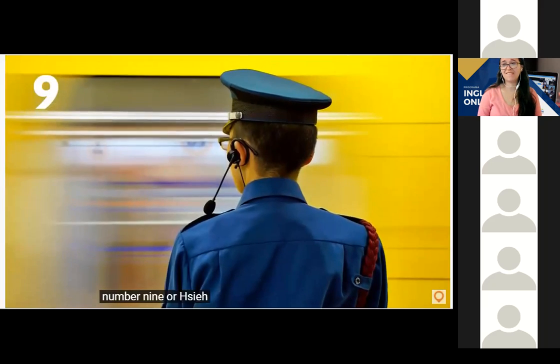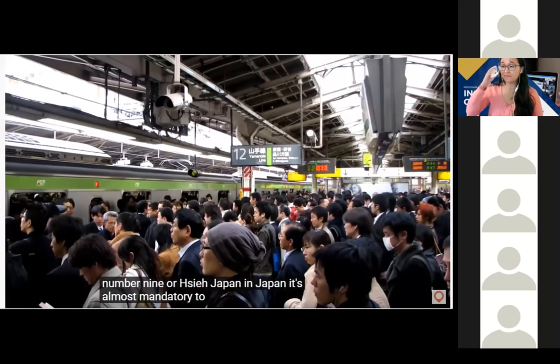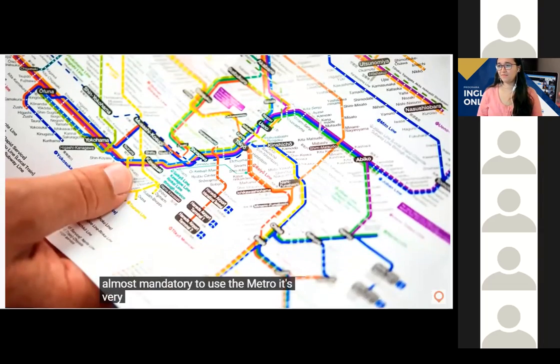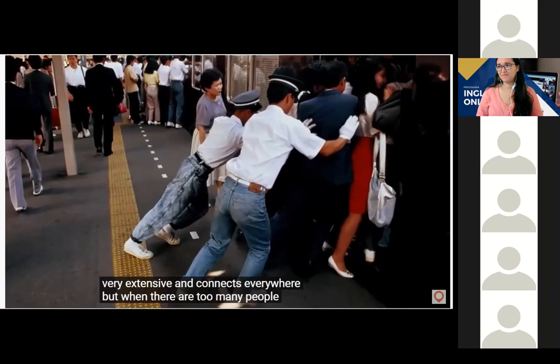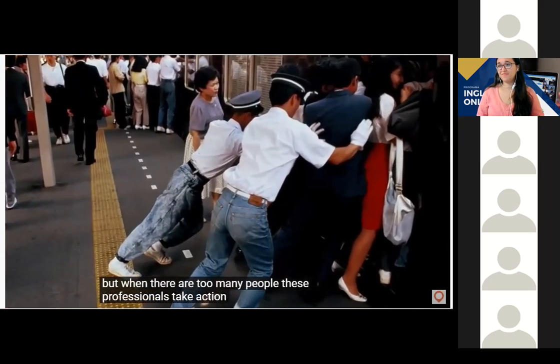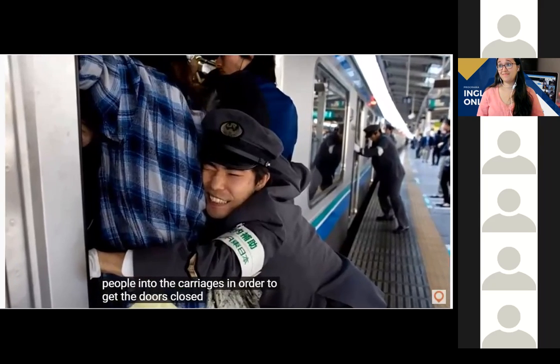Number 9. Oshiya, Japan. In Japan, it's almost mandatory to use the metro. It's very extensive and connects everywhere. But when there are too many people, these professionals take action. They cram people into the carriages in order to get the doors closed.